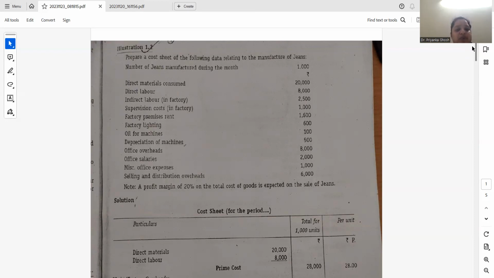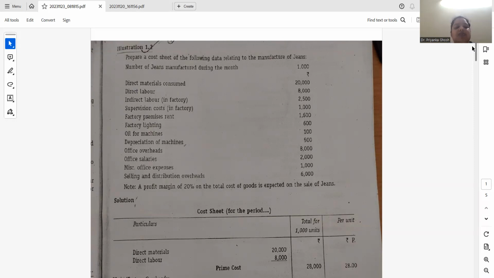Here we have to prepare a cost sheet, and the number of jeans manufactured during the month is given as 1000 units. All other details they have given: direct material, direct labor, and indirect labor, which within brackets they have marked as factory. Factory means it is related to the factory. Supervision costs are also related to the factory. Factory premises rent is always a factory expense. Factory lighting is a factory expense. Oil for machinery and depreciation of machinery, please remember, these are all factory expenses.